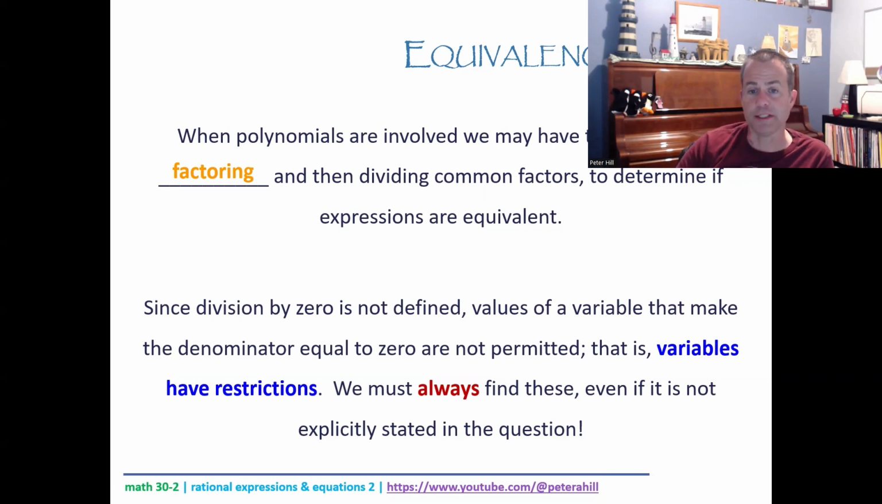We must always find these and talk about them, even if it's not explicitly stated in the question, okay? That's a super important conversation to have. The very first thing you do in any rational question is you factor everything you can factor. Then you're always going to state restrictions, okay? You always have to interact with, okay, what is x not allowed to be, okay?